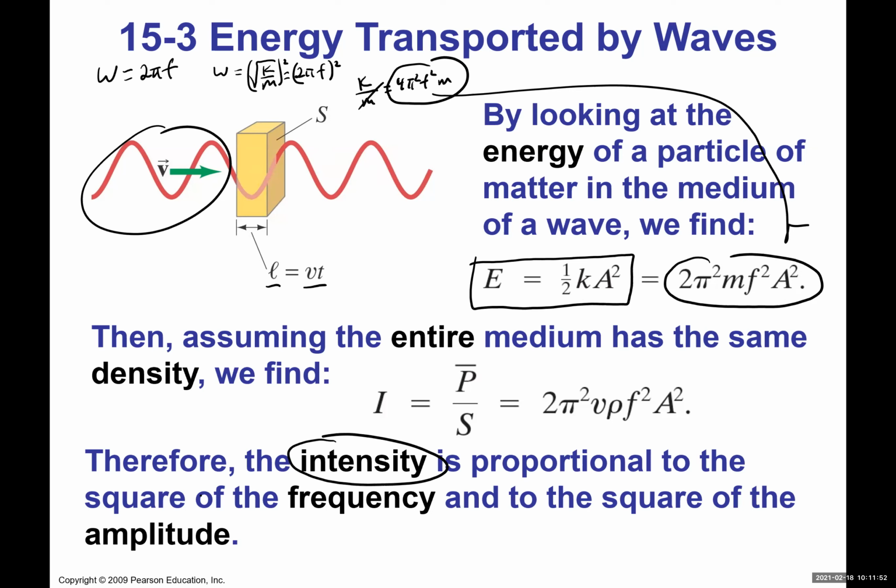Intensity equals P, which is the power. If you remember, P is the power, which is energy per unit time. That means the rate at which energy is transformed or transferred. So energy per unit time divided by S.